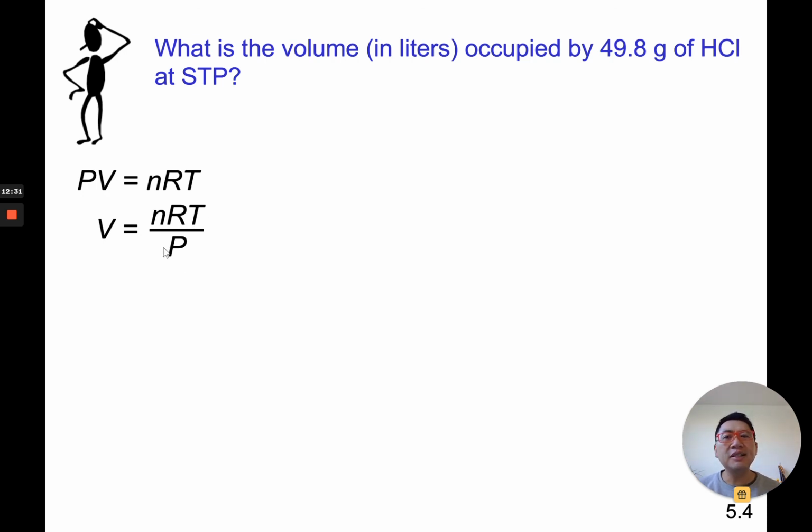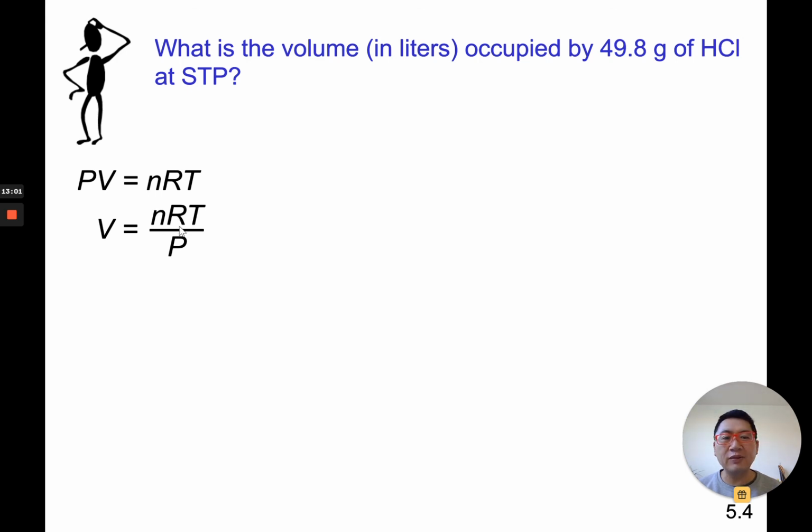I just need to know what n, R, T, and P, those 4 variables, are, and I can find a volume. n stands for the number of moles. Do I know the number of moles of gas? Yes and no. I know it was 49.8 grams. Well, if I know the number of grams of gas, can I change grams to moles? Of course I can. Also, I need to know R, but I already know R.